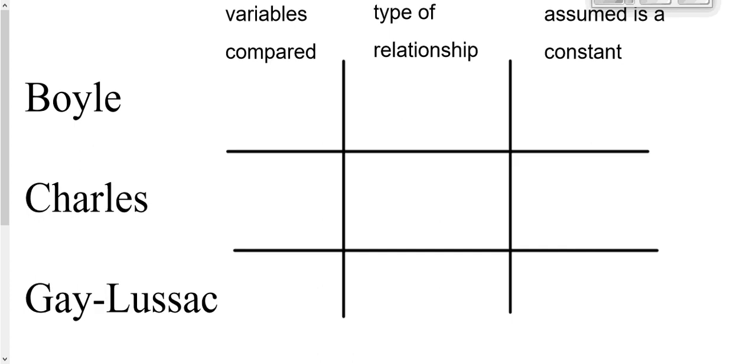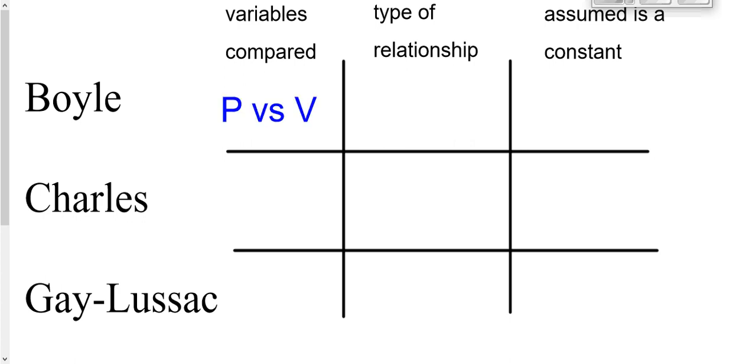So grab yourself a ruler and let's see if we can break down these three different gas laws and compare them. We're going to turn this page into a chart where we compare and take a look at the variables each scientist looked at, the type of relationship that existed between those variables, which of the variables they assumed was being held constant in order for their law to hold true, and what the formula that they used was given.